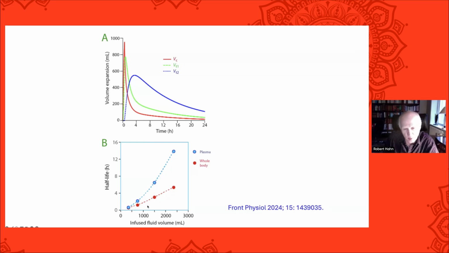So you see, the more fluid you give, the longer the half-life becomes. If you give a small amount, the half-life is quite short, around 30 minutes.